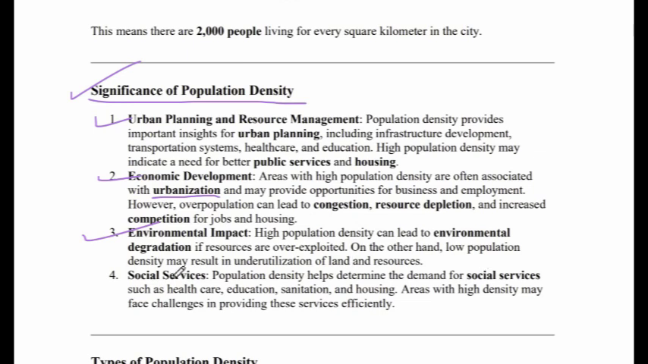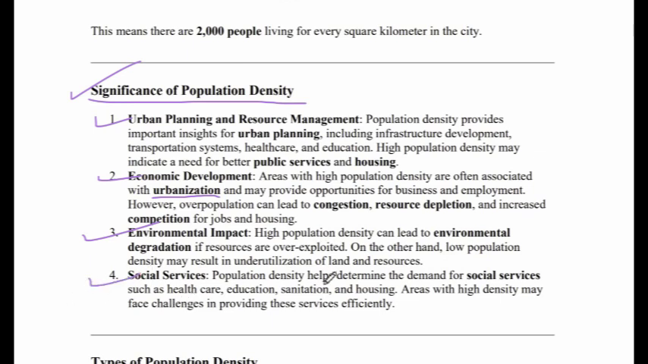जबकि low population density can result in under utilization of land and resources. इसका उल्टा ये भी होता है कि जहाँ पे पॉपुलेशन कम है वहां पे वो लैंड और रिसोर्सेज का अंडर यूटिलाइजेशन होता है, और जहाँ पे बहुत ज्यादा है तो वहां पे ओवर यूटिलाइजेशन होता है और वहां पे ओवर एक्सप्लॉइटेड होता है.